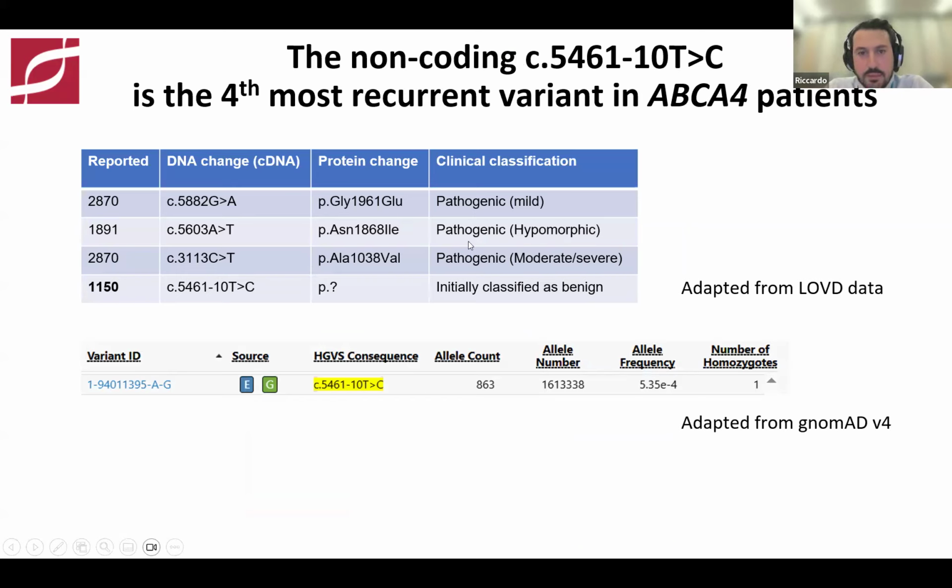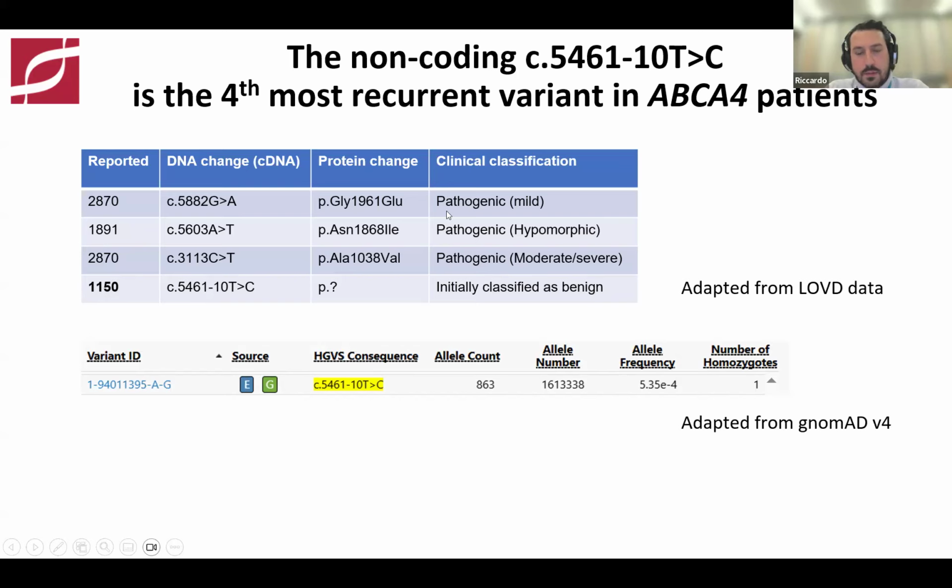But if you look at the top four recurrent variants in ABCA4 in patients, you will see that the first three are missense variants, while the fourth one is a non-coding variant at position -10. So it's just -10 base pairs before the exon. And in this case, we are talking about exon 39 of ABCA4. So here you see the instances in which each variant was found in patients, okay? It was very striking to observe that this non-coding variant was present in more than 1,000 patients, okay?